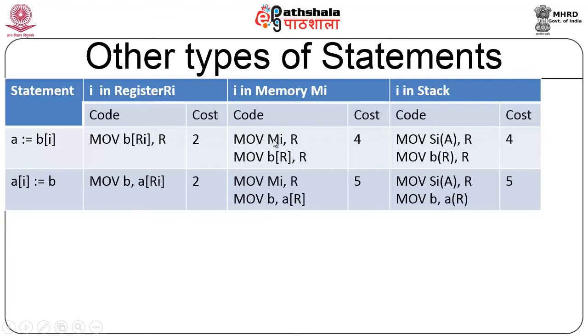Now to get the value of the index I to a register, I am doing a move command here. Similarly, if I have A of I is equal to B, I will do this accordingly: move B comma A of Ri, move Mi comma R, move B comma A of R. These two are the same. Again, I am moving the contents of the memory into a register. Okay, so I have done that. So this is going to cost us 2, 2, and here it's going to cost us 4. Because this is going to be an indexed cost, it is going to be 2 and 2. So now this will be 2 and this will be 2 again. So that's going to be 4 and 5 here.